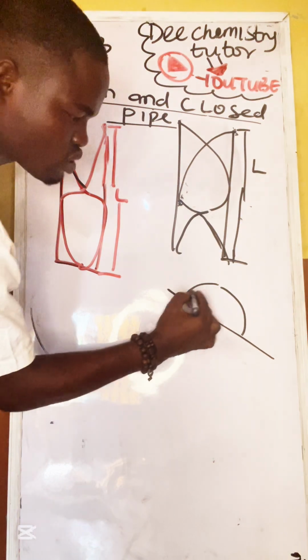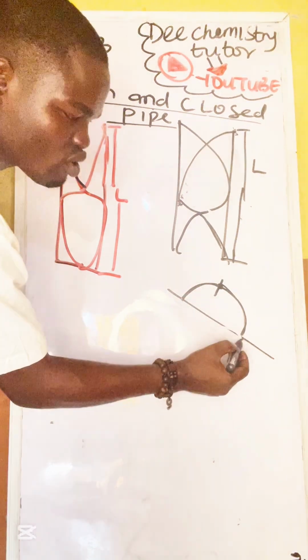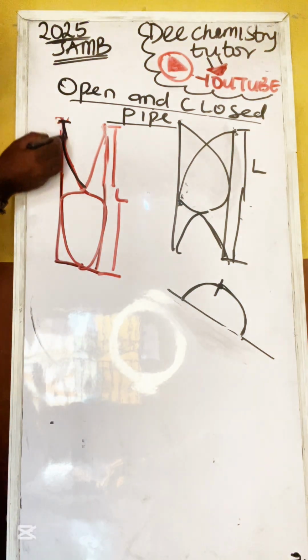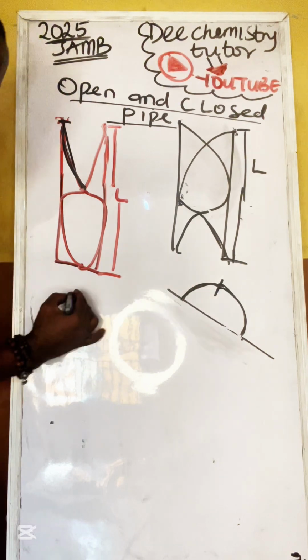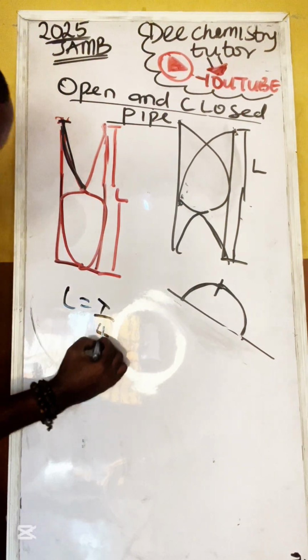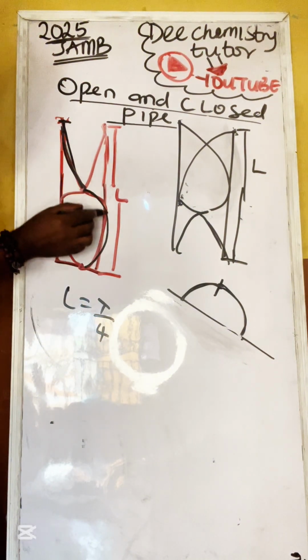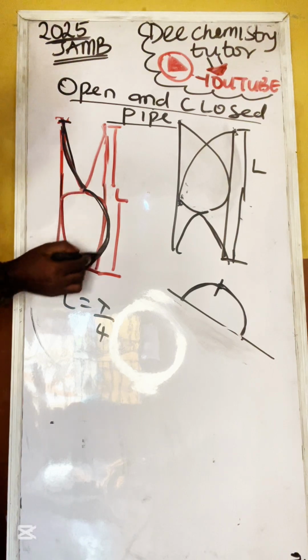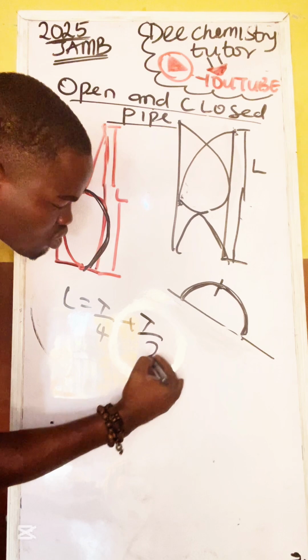So from here to here, lambda over 4. From here to here, lambda over 4. Then from here to here, lambda over 2. So now look at this. When you pick this guy, it looks like this. So that's one part. The length is lambda over 4. Now look at this. From here to here, looks like this. It looks like everything here. That's why this is plus lambda over 2.